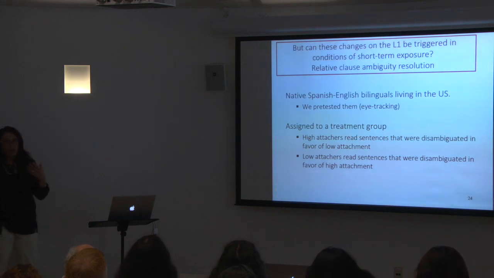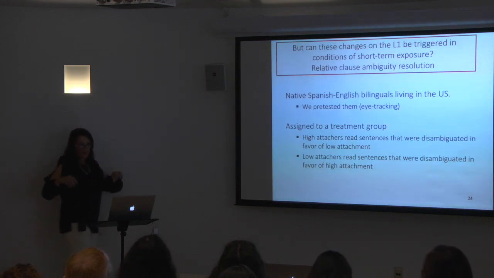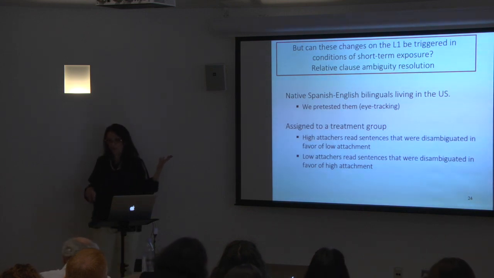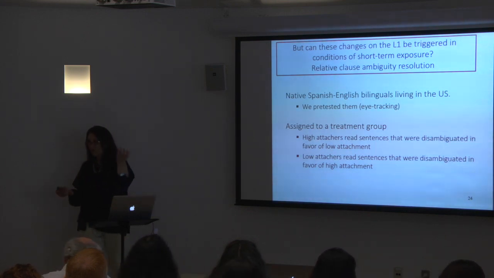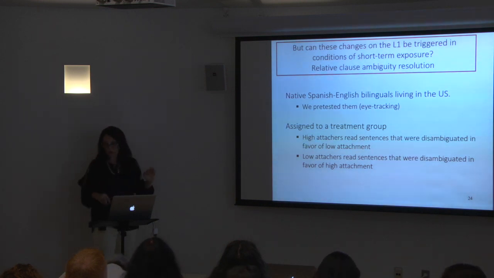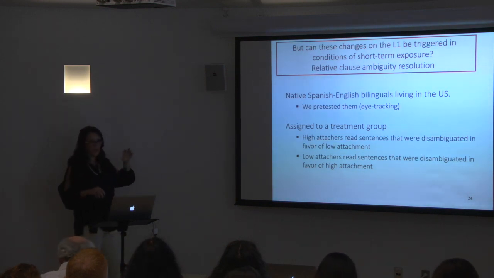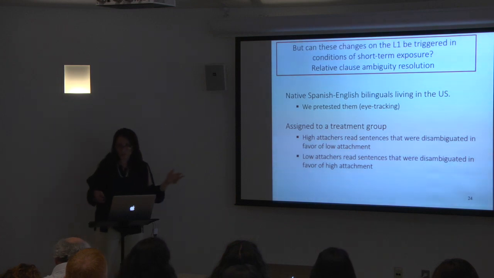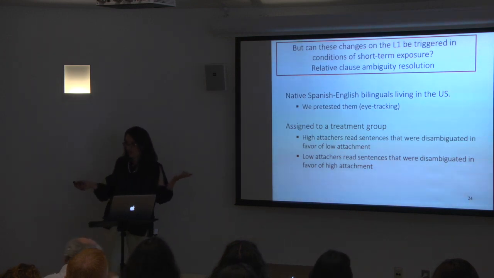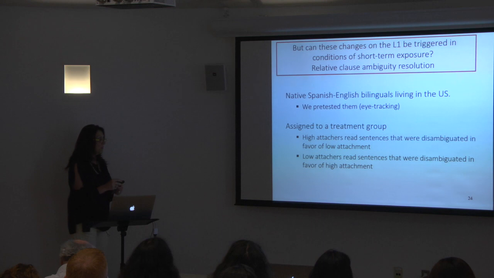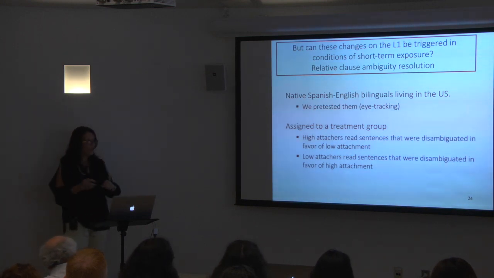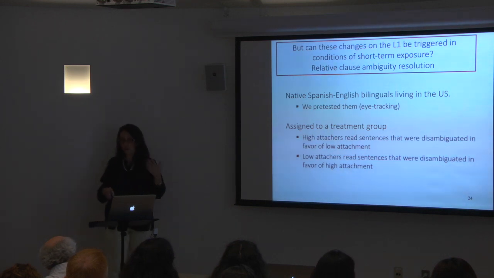All right, so what we did was we gathered Spanish-English bilinguals in the US, and we pre-tested them on this structure. So we brought them in the lab, and we tried to figure out whether they are high attachers, so people that actually process the structure as native Spanish speakers do, or low attachers. So these would be people that process the structure as native English speakers do. So once we figure out whether they are high attachers or low attachers, we assign them to a treatment group.